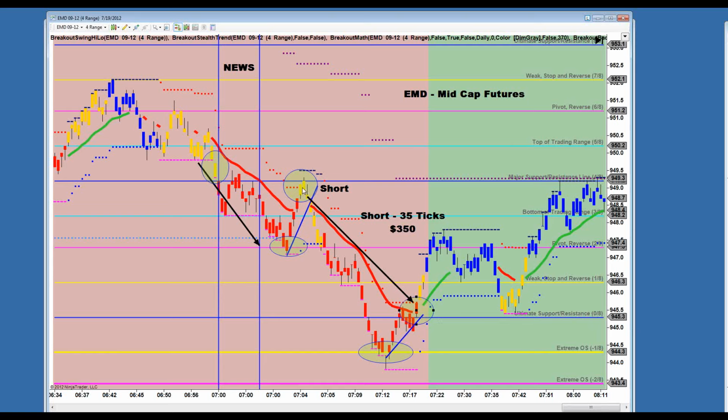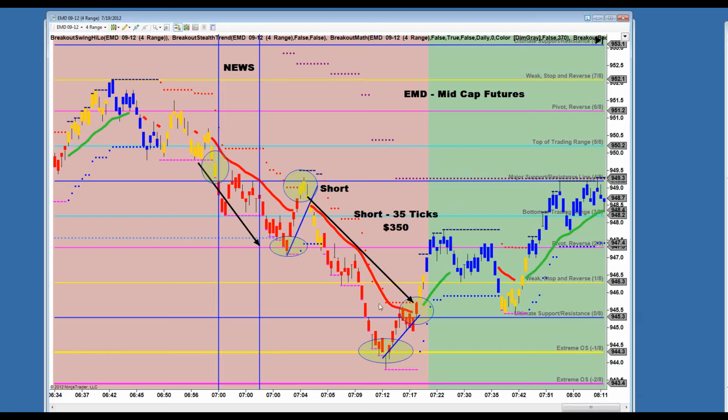So depending on your fill short, where you got filled up here, and depending on where you took your profits, I just used a round number. I said this was worth about 30, 35 ticks. So at $10 a tick, you're looking at somewhere for a one contract trade around $350, plus or minus, depending on your fills. All right, so that's the EMD trade after news.